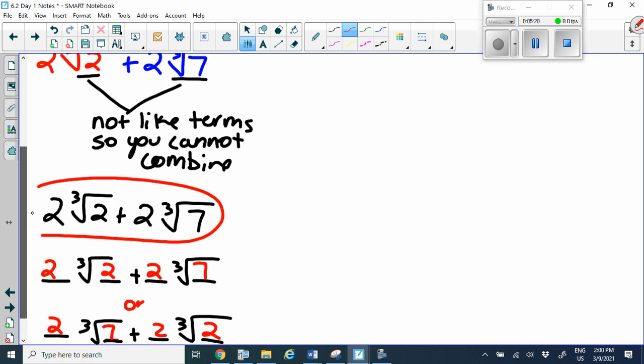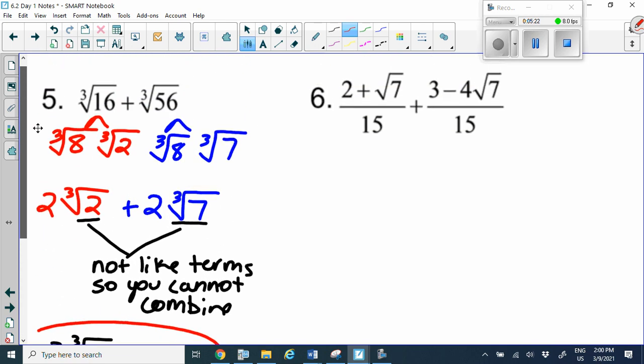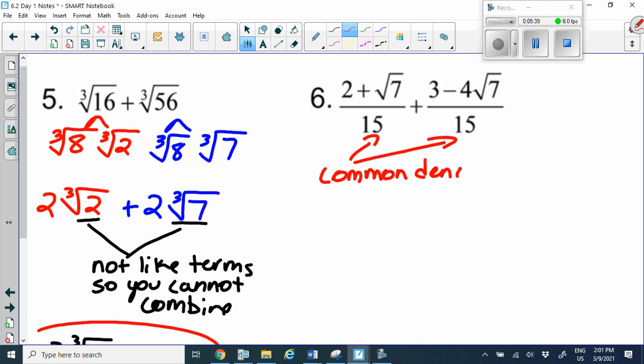Okay, let's go ahead, let's do the last problem. We're doing 2 plus the square root of 7 plus 3 minus 4 square root of 7 all over 15. Now, this is dealing with fractions. Remember, we can actually add fractions when they have a common denominator. Well, both of them have a common denominator of 15. So we can add the numerators, okay? So we only add the numerators.